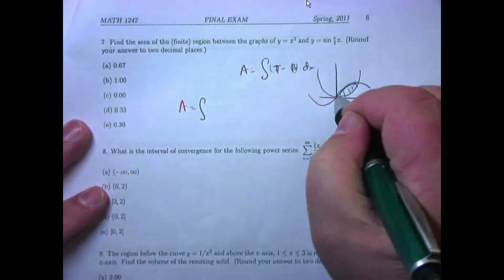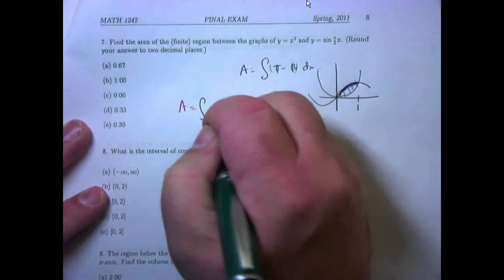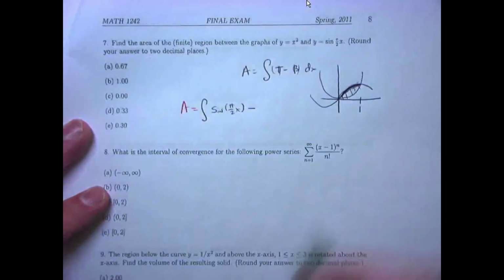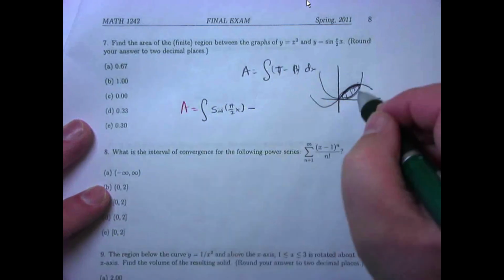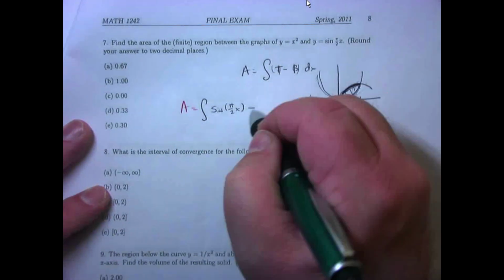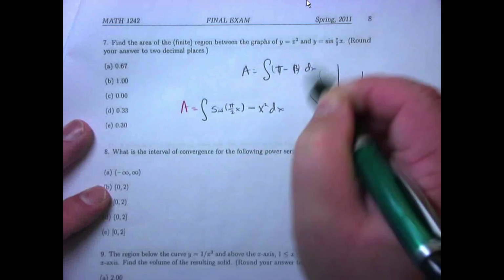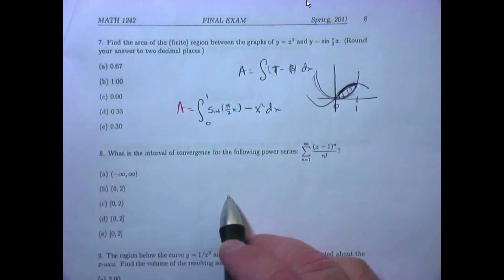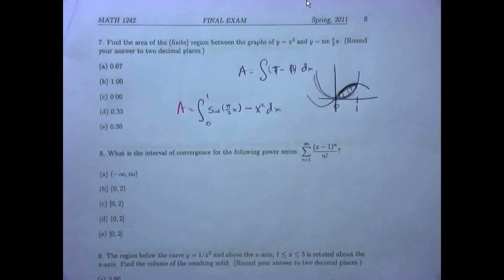So remember, to find the area between two curves, area is equal to the integral of the top function. What's this top function right here? Sine of pi over 2 x, minus, what's the bottom function right here? That is the parabola, y equals what? x squared dx, from my bounds from 0 to 1. This is the integral that's going to give it to me.